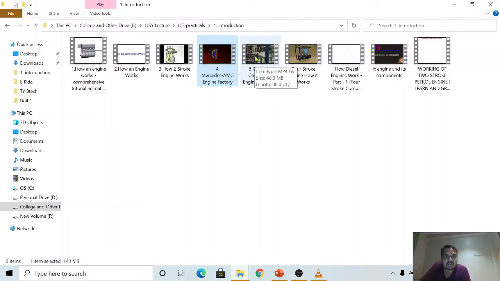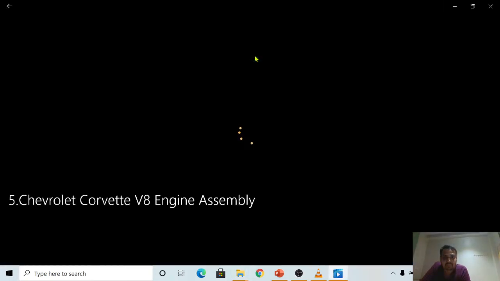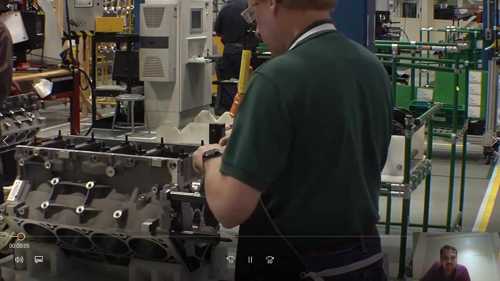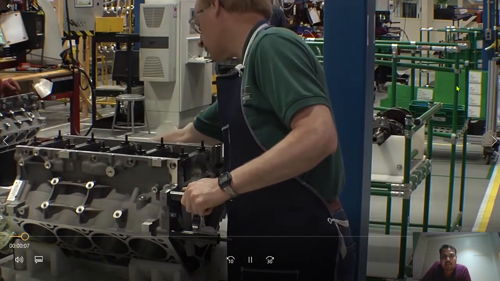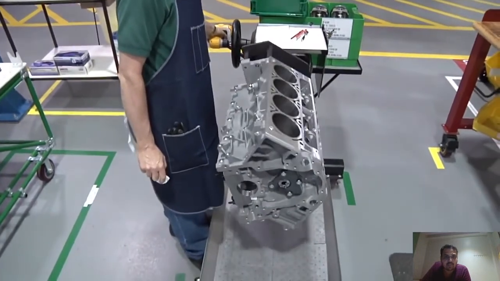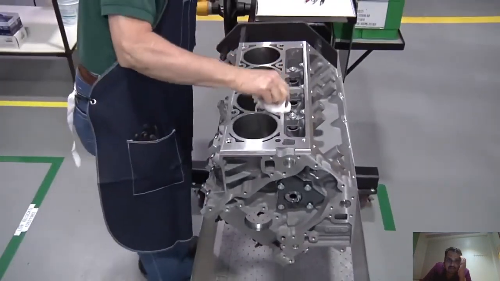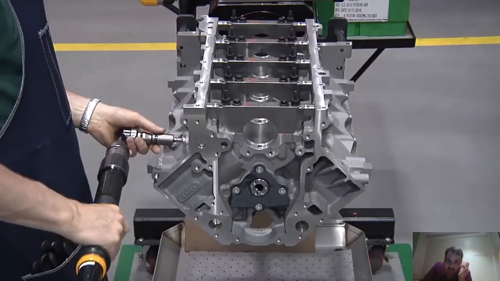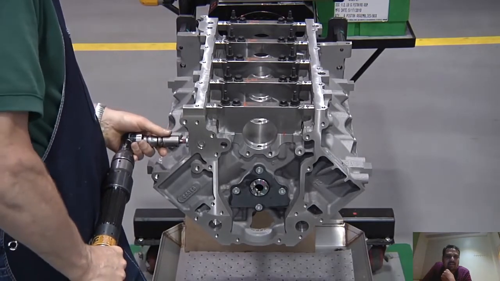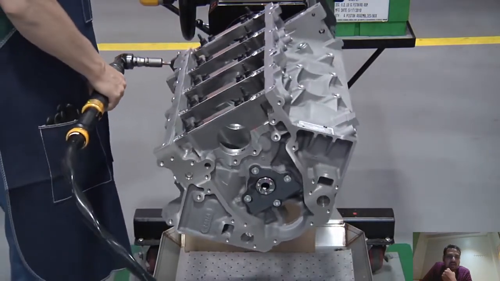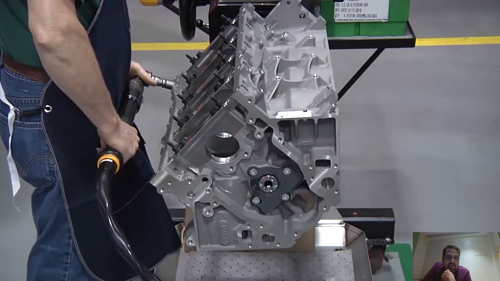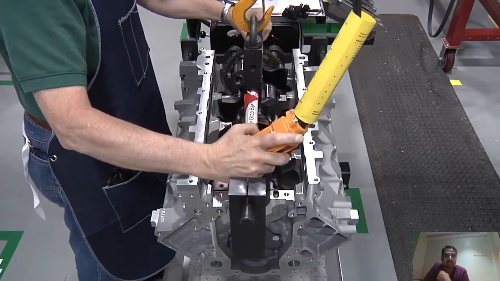Now this is about the Chevrolet. Now this is the V8 engine assembly. See, every company has some specialty for manufacturing as well as for assembling of the engine, manufacturing the different components. If you see in the last video, the Mercedes design was different. Now this is the design of Chevrolet. Their design is different. So likewise, the things are going to change as per the company's policies and company's design. Okay, so see the beauty of this with the help of this kind of videos.